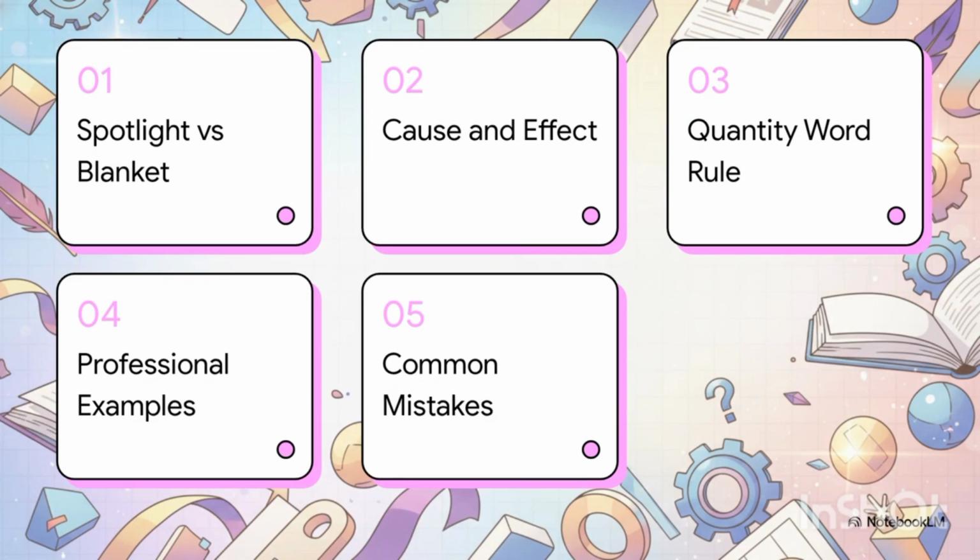Here's our roadmap for today. We've got the spotlight versus the blanket, cause and effect results, the quantity word rule, professional examples and exceptions, and we'll wrap it up with fixing common grammar mistakes. We're going to build this framework step by step.